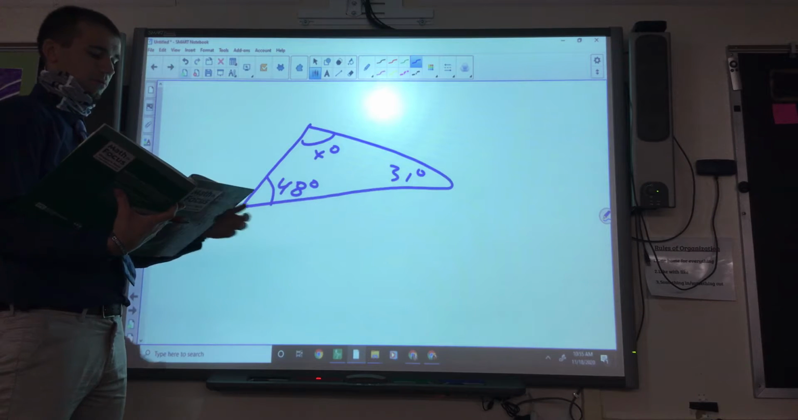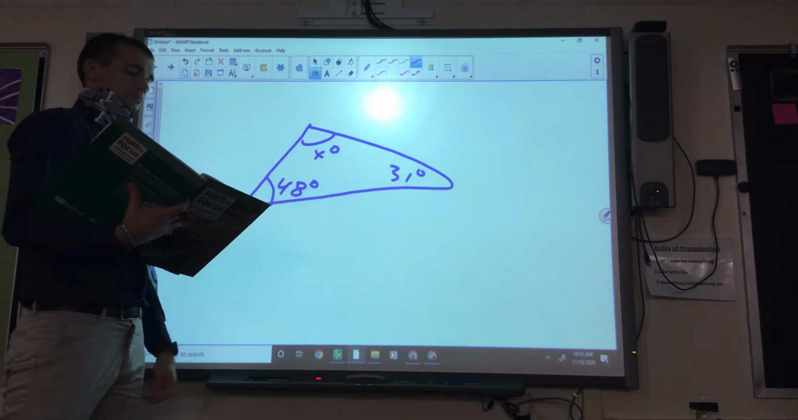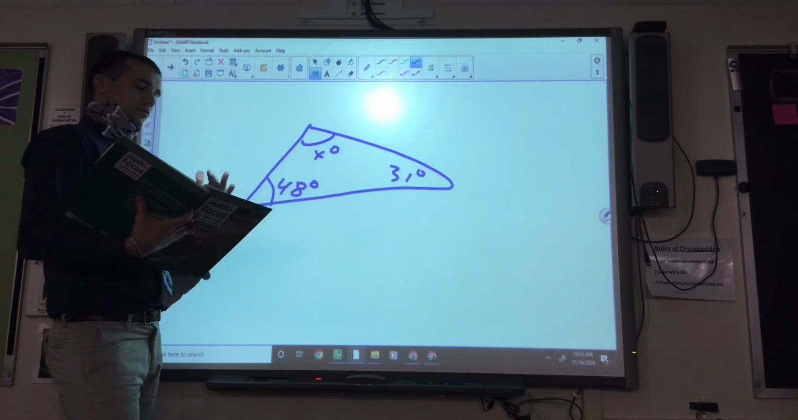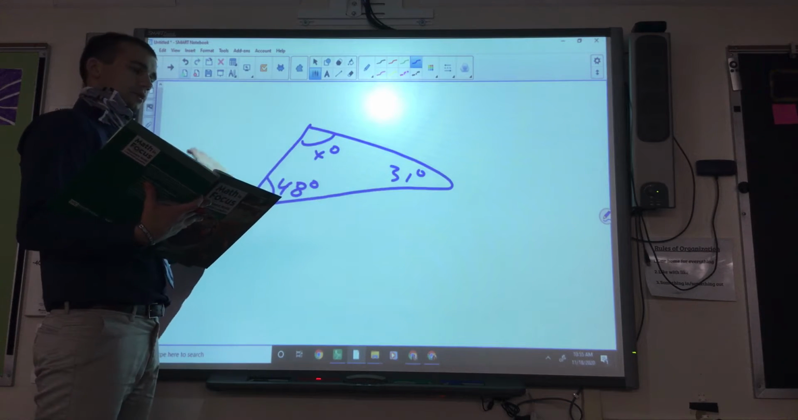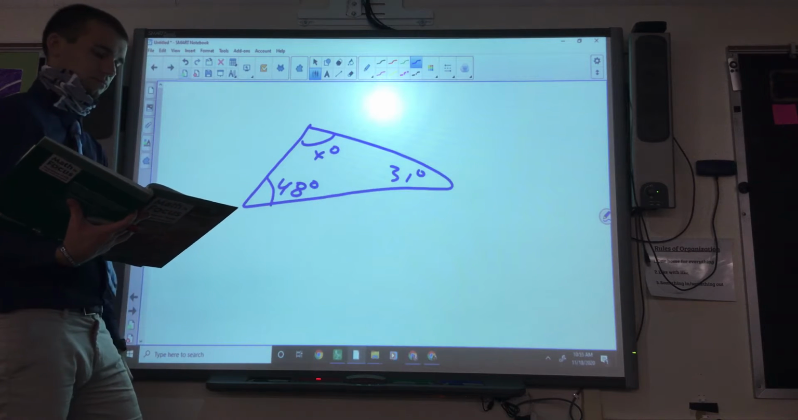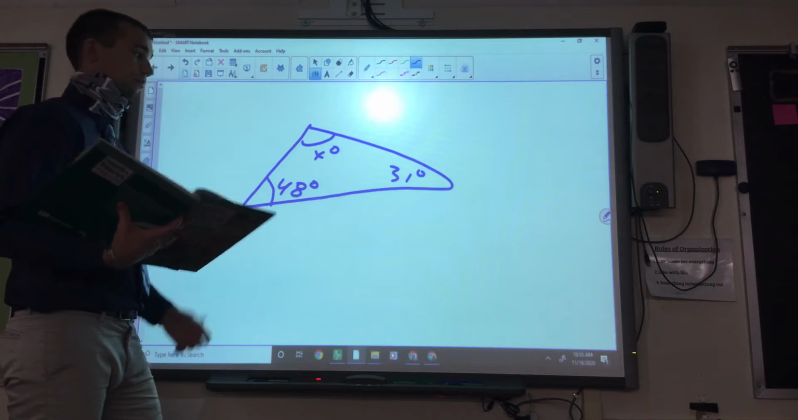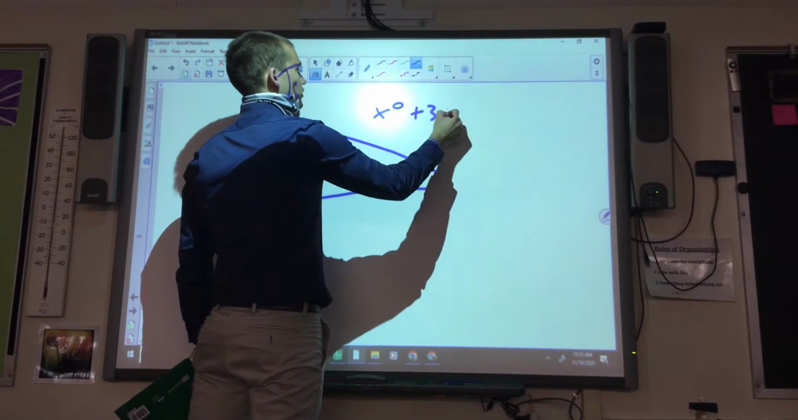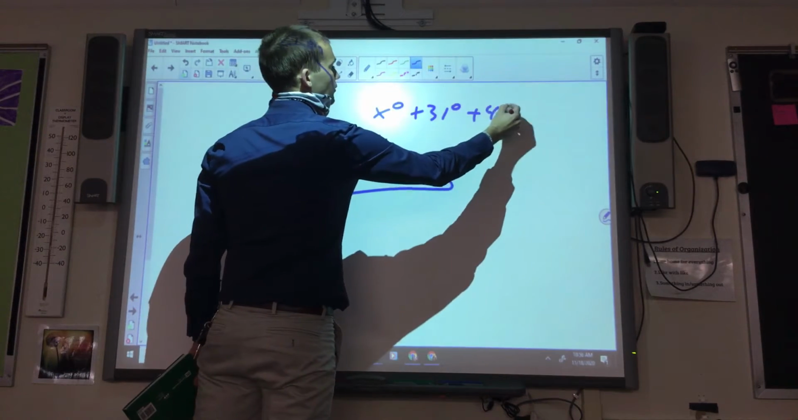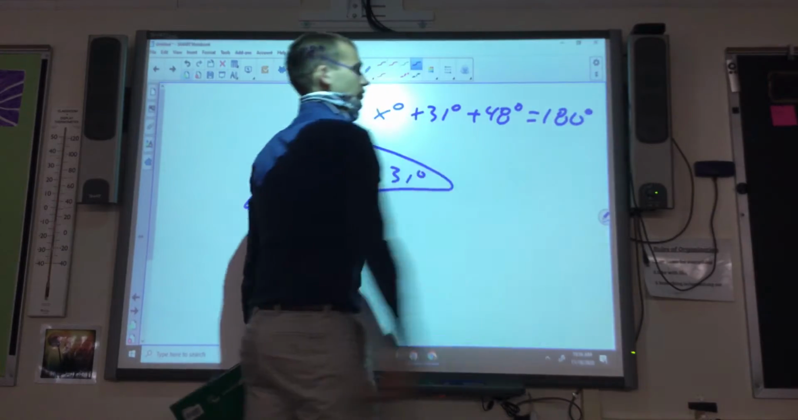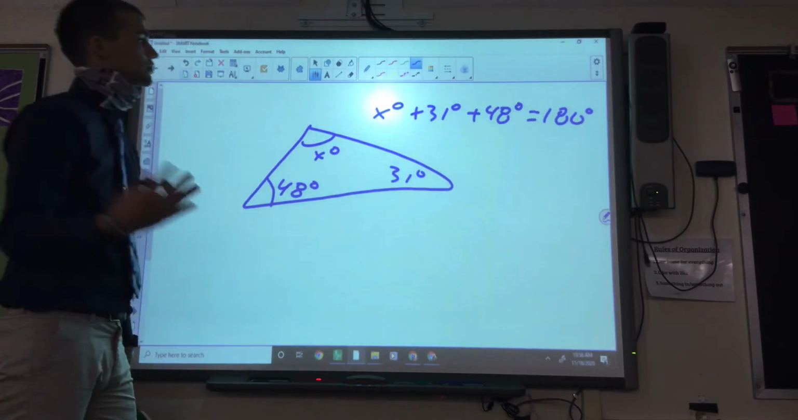So look at the top of page 44 actually. You see how they cut out the triangle there, and they've got the different angles 1, 2, and 3. All of them add up to what then? Because they all go on a straight line. 180. Yep, all of them are gonna add up to 180. So you've got x degrees plus 31 degrees plus 48 degrees equals 180 degrees. And of course I don't need to put these degrees on here because I've got an equation now.